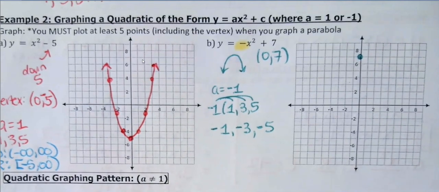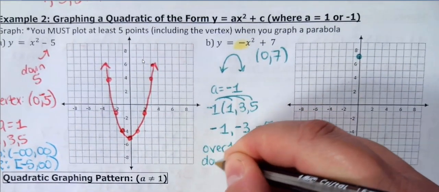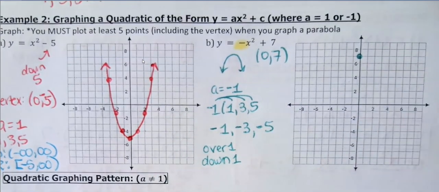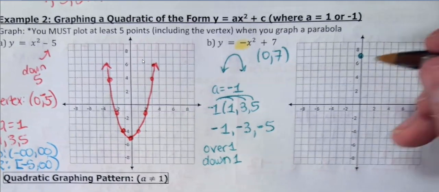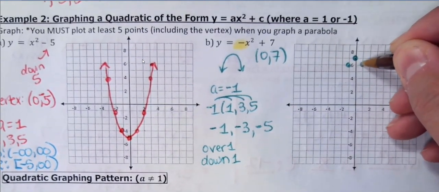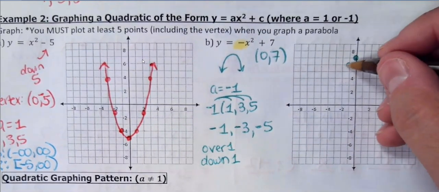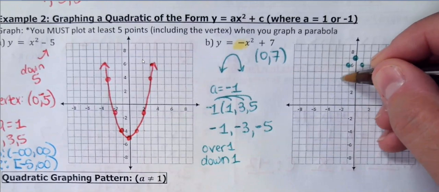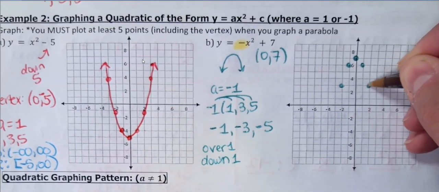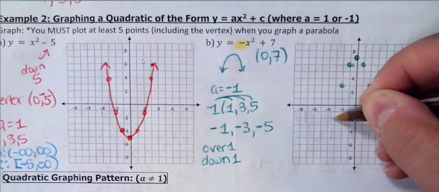What you're going to do differently is go over 1, but go down 1. And then over 1, down 3, over 1, down 5 from that vertex on either side. So on either side, go over 1 from the vertex and down 1. Once you get those 2 points, from either one of them, go over 1 and then count down 3. Every time it's over 1. And then I'm going to do over 1, down 5.